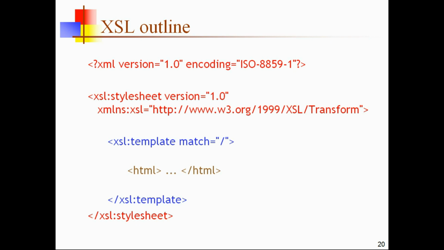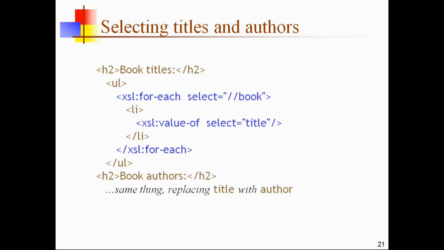We have to remember simple things: we have to define a version, define a namespace, and start our XSLT template part. In a template we can add our XSLT elements with an HTML part, and finally end with xsl:stylesheet. Then we have to select the titles and authors. We'll see that.